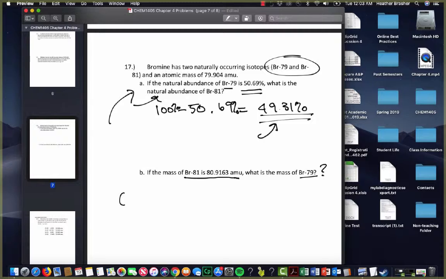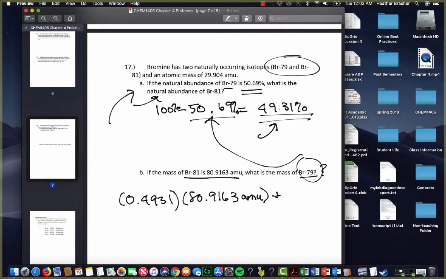has 49.31% of the total mass, right? And so we can put 0.4931 times how much it weighs, which is 80.9163 atomic mass units, plus, well, we know that this Br-79 that we're looking for, right, is 50.69%.